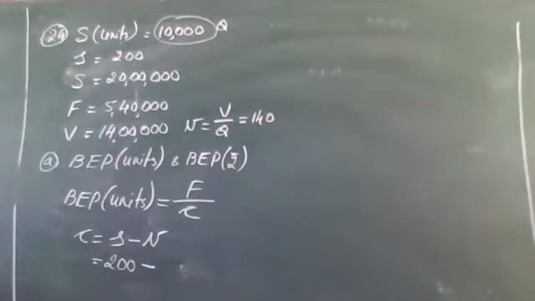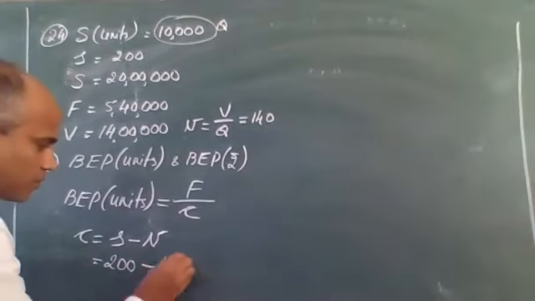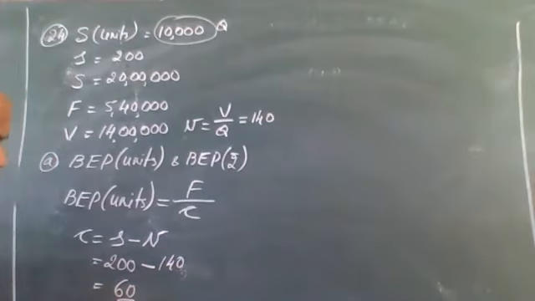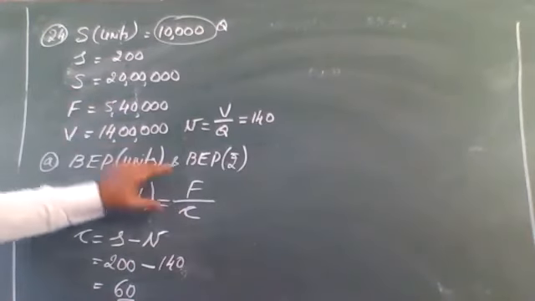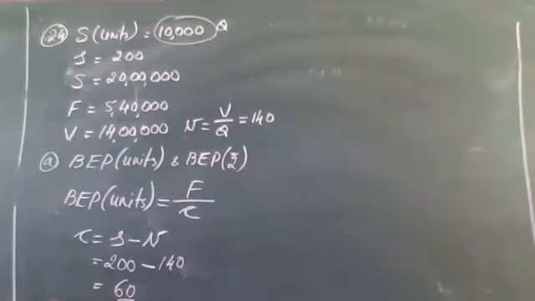140. So I have the variable cost 140. So I have got contribution 60. This is okay. Now you know contribution per unit. You bring the 60 here. Fixed cost is already available. You will be able to solve the first part of the first bit, BEP units.